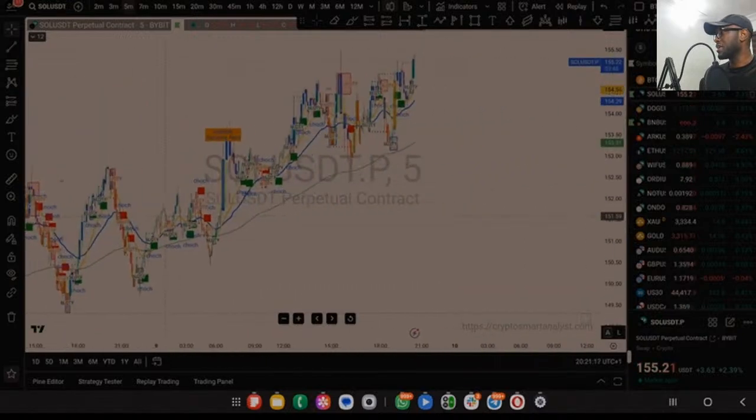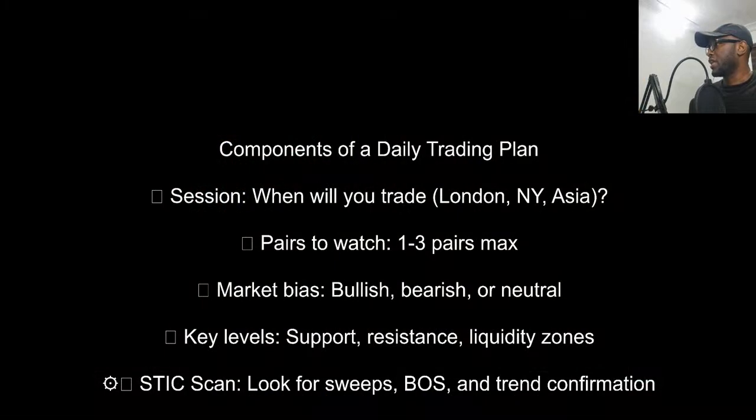Sometimes it takes a long time to pick liquidity, and you need to take note of that. But yes, it does pick liquidity, and the market will continue. They will always come back to pick that liquidity once the liquidity starts building up. Another thing you should do is look out for STIC to scan for liquidity zones, break of structure, change of character, and follow the trend.